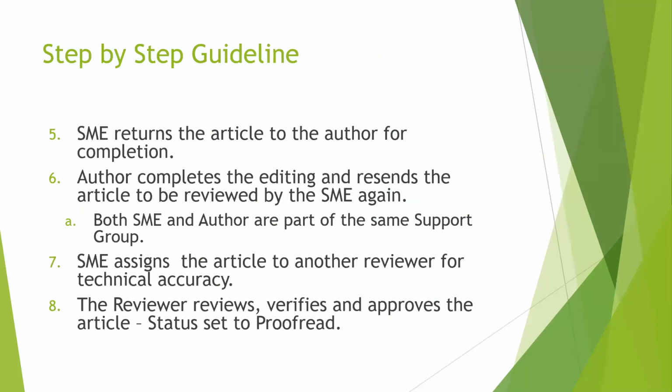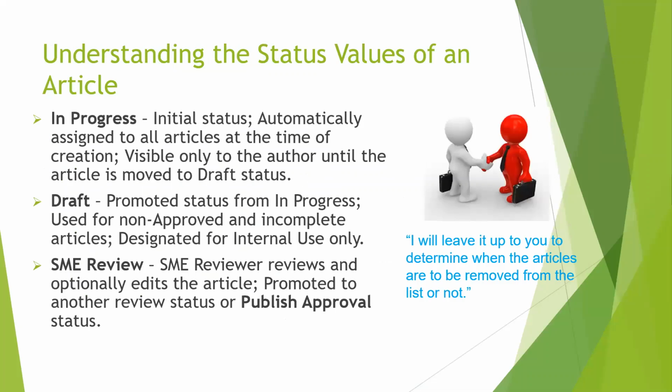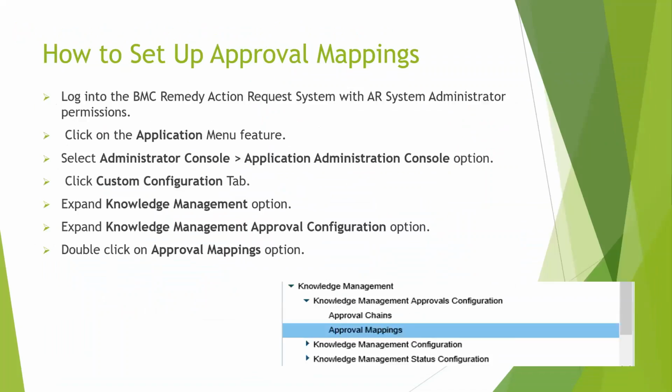So this is basically, the rest of it is more guidelines as far as the different statuses in the articles. You have in progress when it first starts up. When it moves to draft, the knowledge submitter, the knowledge contributor will no longer, now I got confused on my permissions. Let me go back.